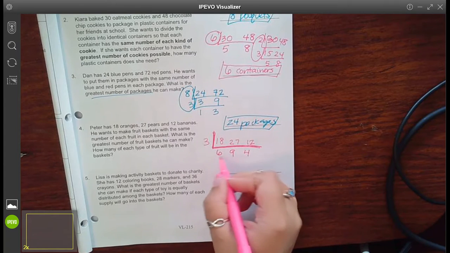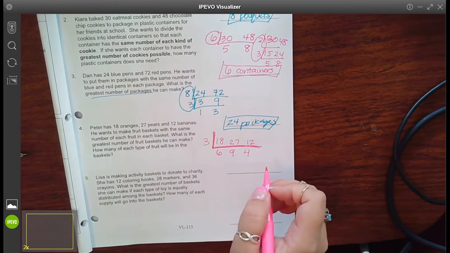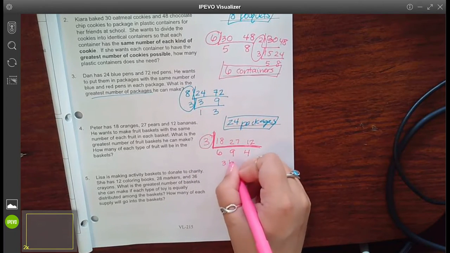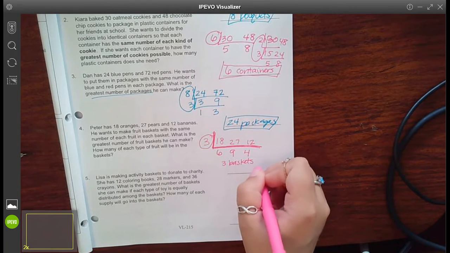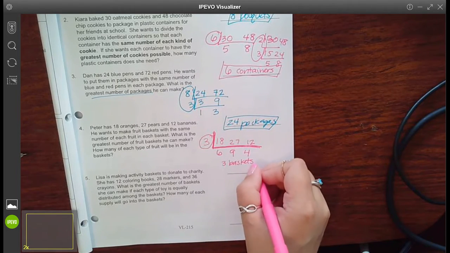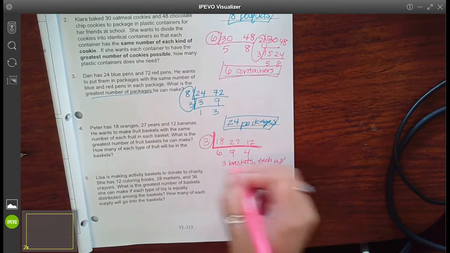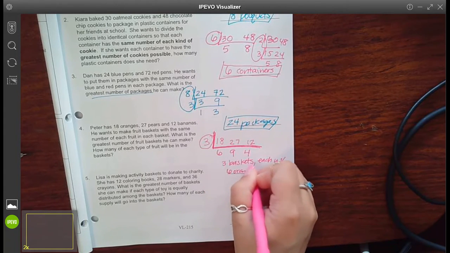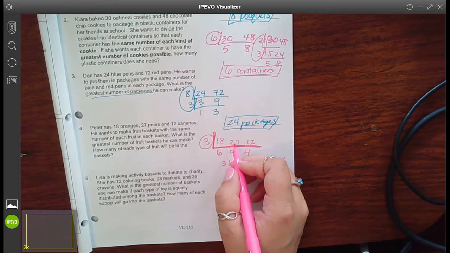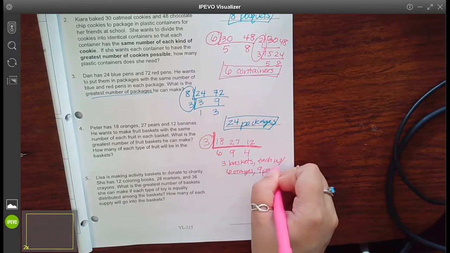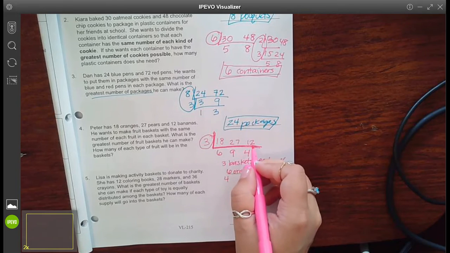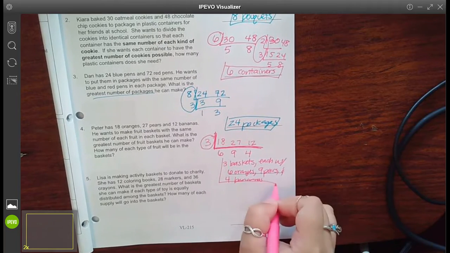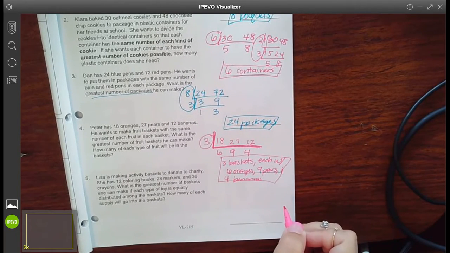No. Yes, 3 can go into both of those, but 3 can't go into 4, so I can't keep going. So the greatest number of baskets that I can have is 3 baskets, and this particular problem asked me about the specifics, like what's going to be in each one. So each with, we have 6, what was the 18 representing? Oranges. Okay, 9, what was this representing? 27 was talking about pears. And 4, 12 was talking about bananas. Okay, so 3 baskets, each of them with those different fruit inside.